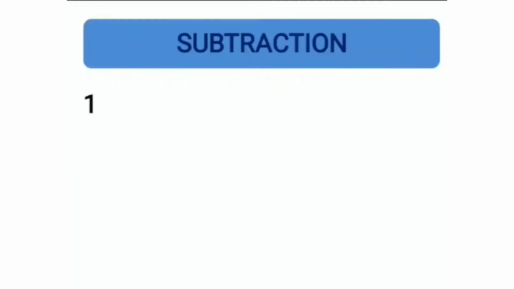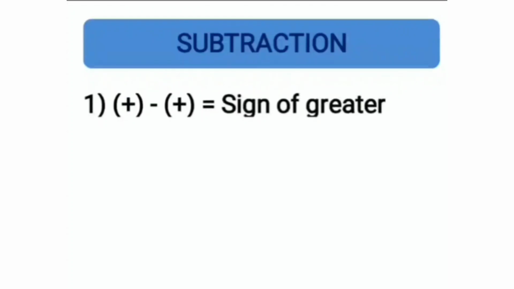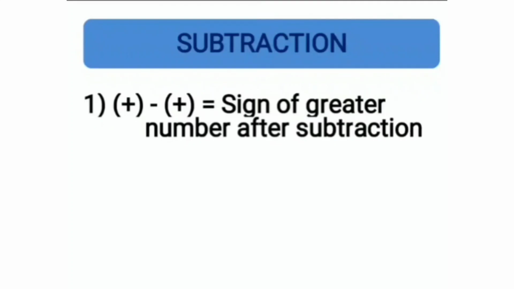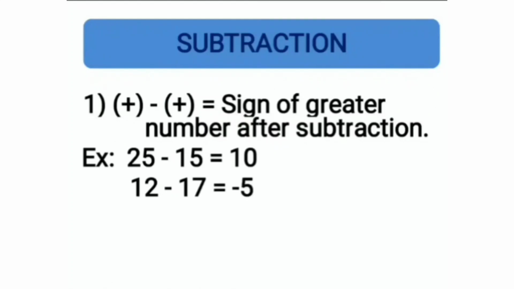Let's start with the first rule. When two positive integers are subtracted, the sign of the greater number is given after the subtraction. For example, 25 minus 15 is equal to positive 10. The second one is 12 minus 17. As the bigger number is negative here, the answer is also negative. 12 minus 17 is equal to minus 5.